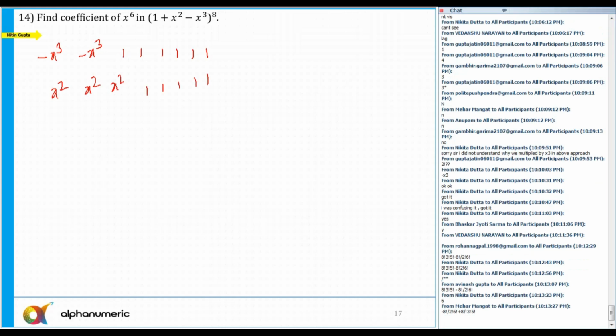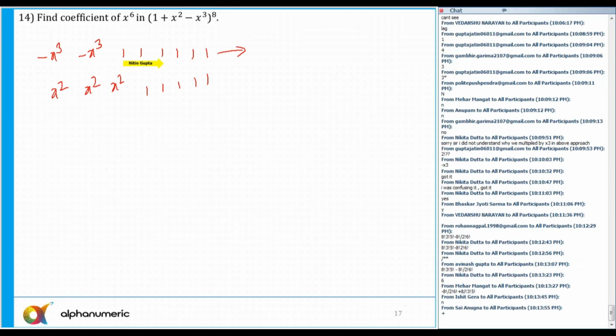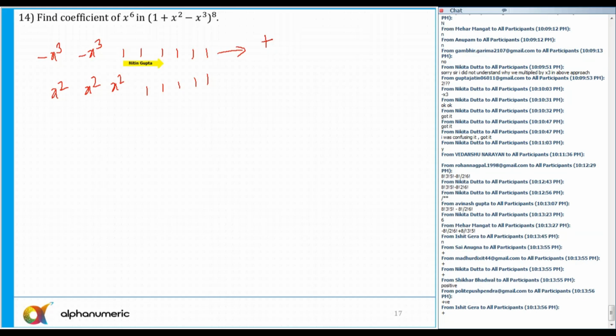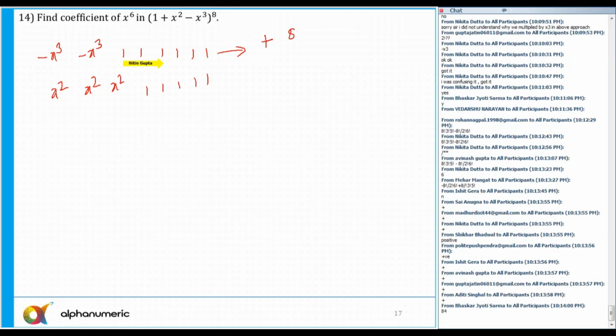No. In the first case, tell me whether the product will be positive or negative. Plus, yes or no? It will be positive. And how many arrangements? Factorial 8 by factorial 2 into factorial 6. In the second case, the product is also positive and it is factorial 8 by factorial 3 into factorial 5. It will also be positive.